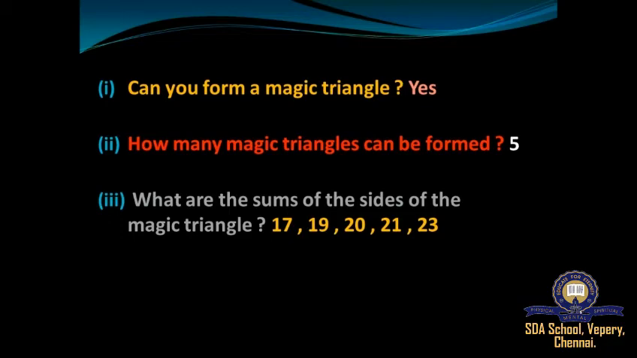Understood, students? So I have just explained one possible arrangement of numbers in a magic triangle. Similarly, you can form 4 different magic triangles. Okay, including the one which I've done, we can form 5 different magic triangles. Understood, students? Now we'll move to the fifth sum.